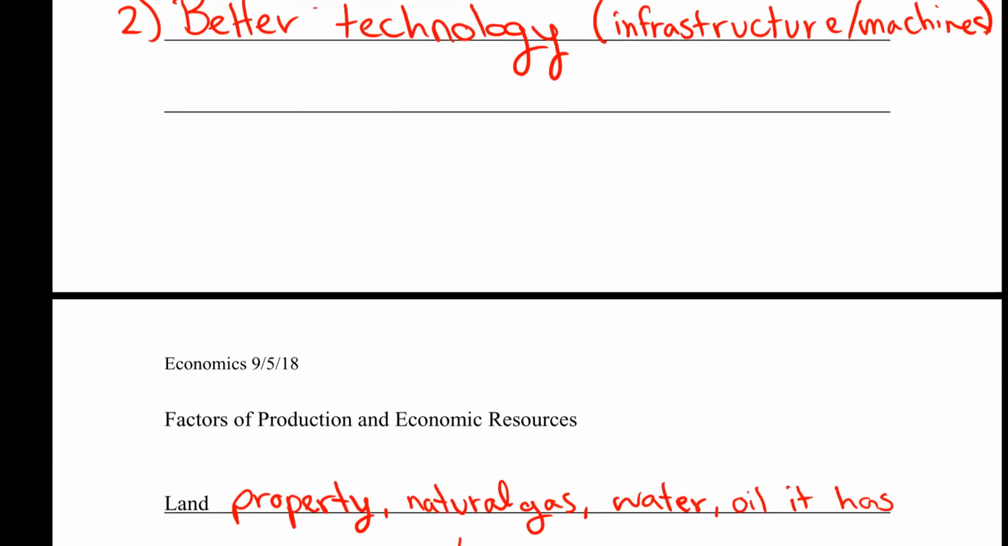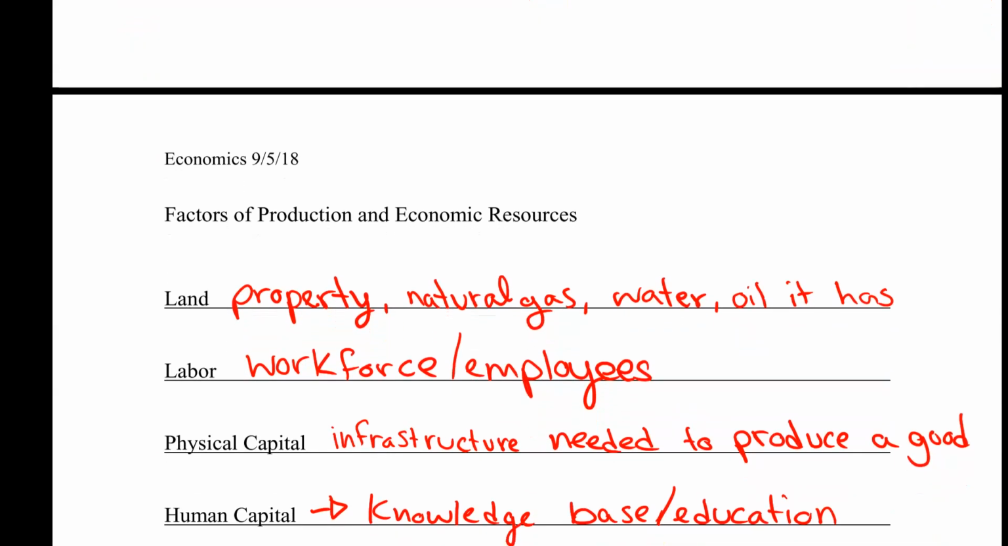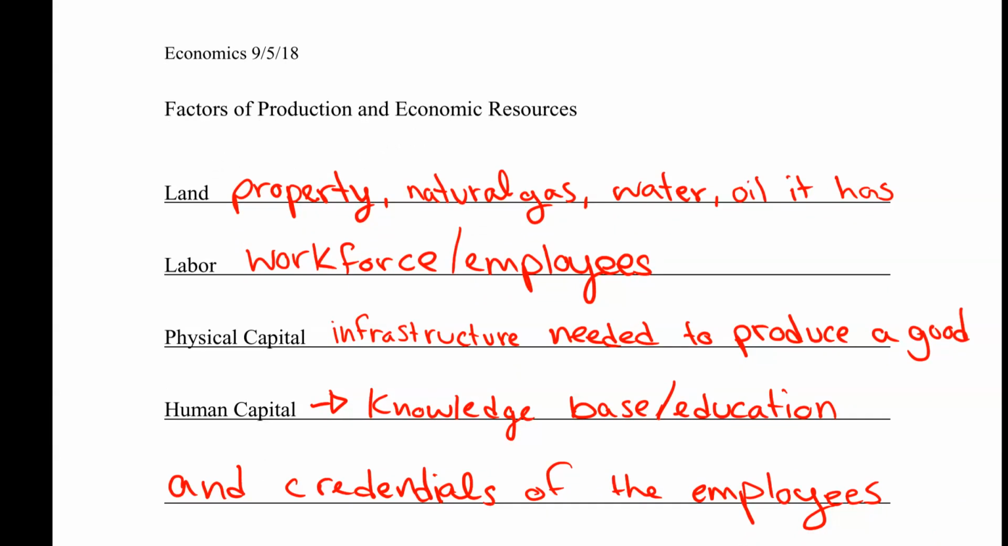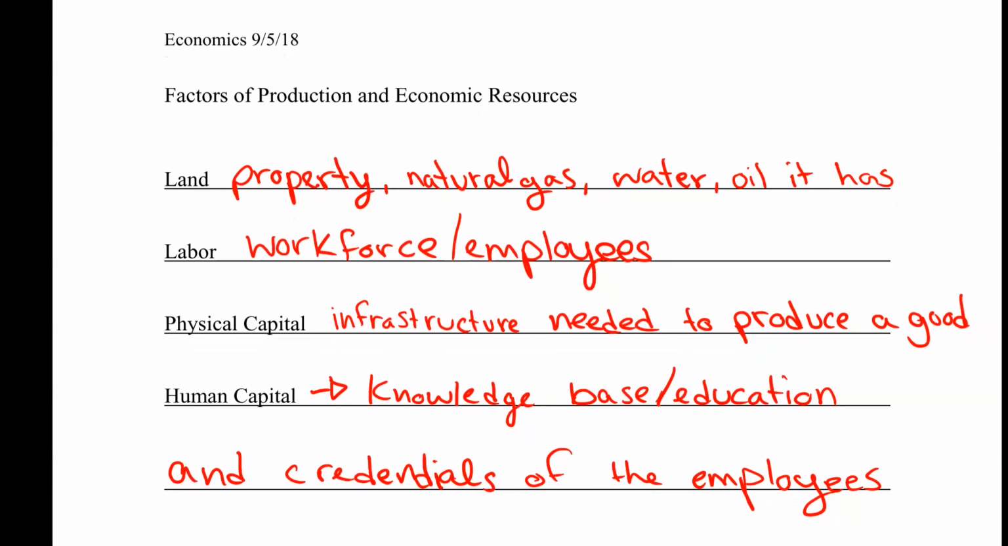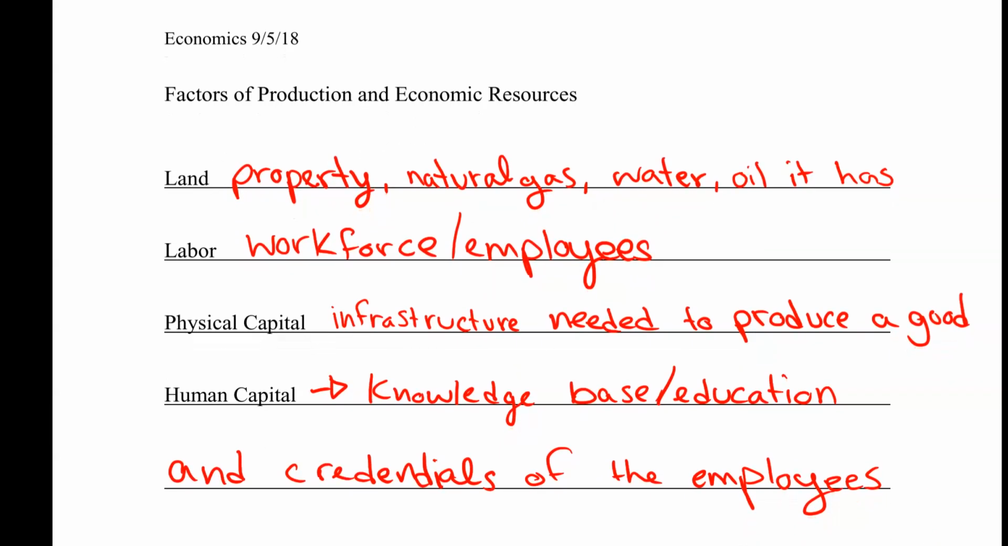So what are some of the factors of production and the resources that go into things? Well, for resources, we've got land and labor. Land could be anything like the property itself or the resources that are in that property, like the water, the oil, the natural gas, the things that are under the ground. Labor is just going to be your workforce or your employees. So these are two resources and factors of production, once again.